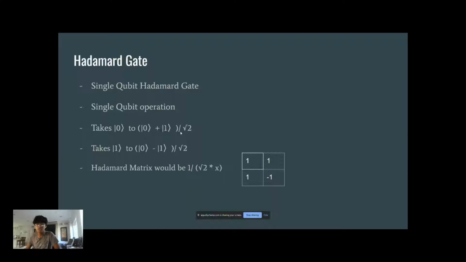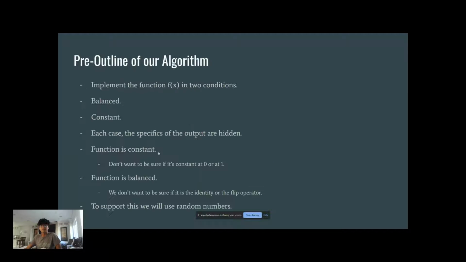So first, we need to understand the Hadamard gate. We will need to use the single qubit Hadamard gate, which takes the qubit |0> to the state (|0> plus |1>) divided by the square root of 2, and |1> to the state (|0> minus |1>) divided by the square root of 2. And that would result in a matrix looking like this, right?